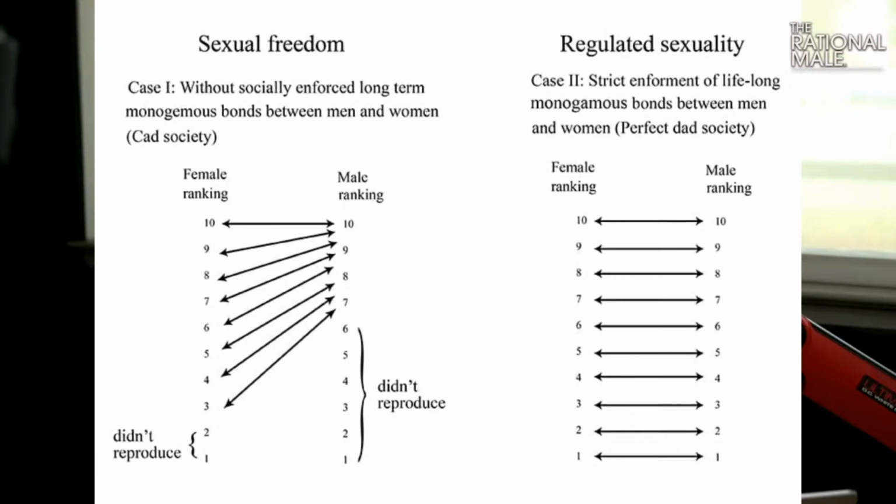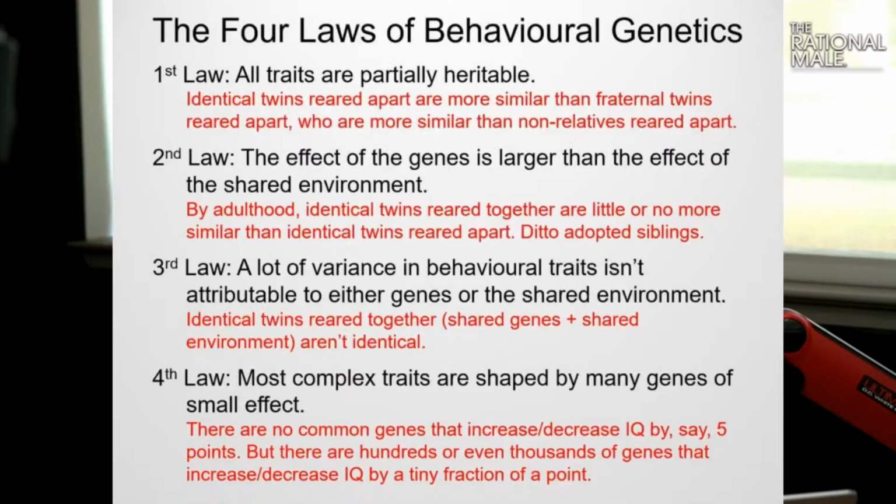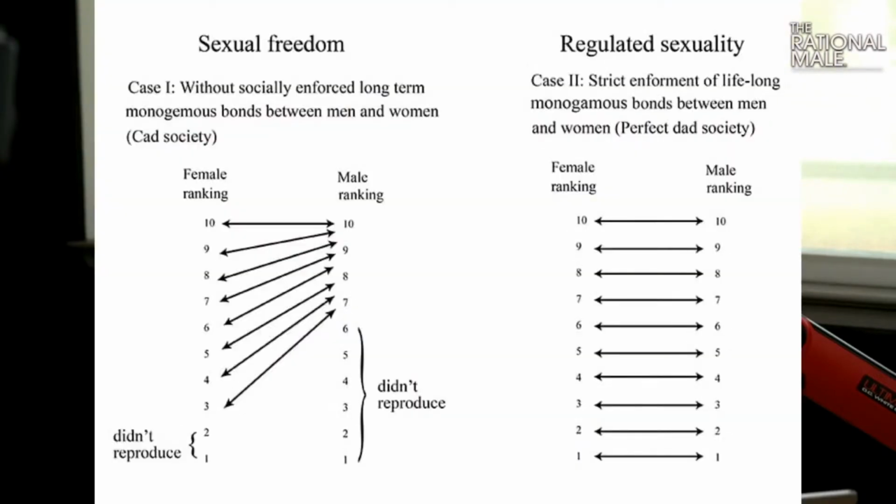No. We're in a regulated society, which of course is all founded on one thing that has confounded pretty much everything since the Enlightenment era, which is the blank slate and social constructionism. Okay. So everything on the regulated side of the regulated sexuality is dependent on social constructionism, which we know is bullshit right now. How do we know that? Because we have the 4 laws of behavioral genetics, okay, which we'll return to here in just a moment.